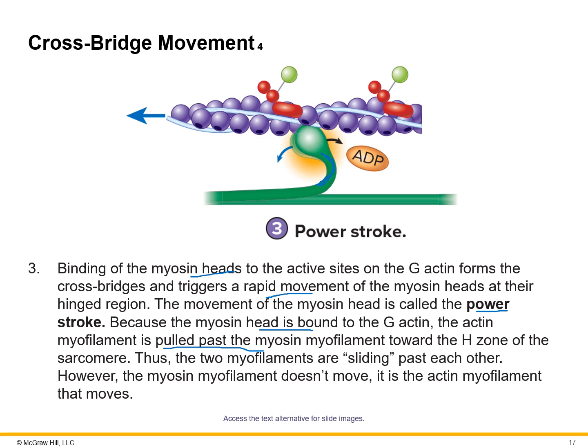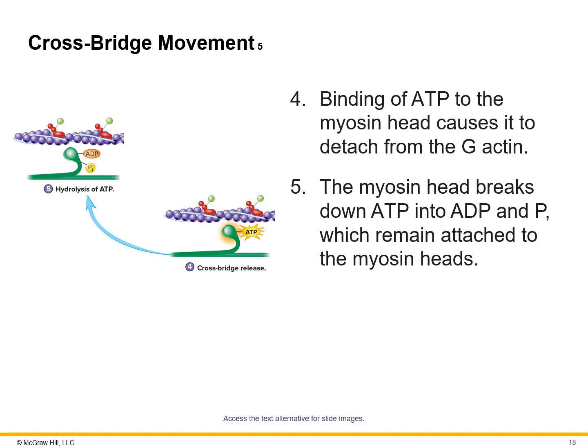Because the head is bound to that G-actin, the actin is pulled past the myosin, so that sliding filament that we talked about. So it slides past it toward the H zone. Our H zone would be in here where they're not overlapping. So during this power stroke, it pulls the actin across, it slides it across so that we remove that H zone.